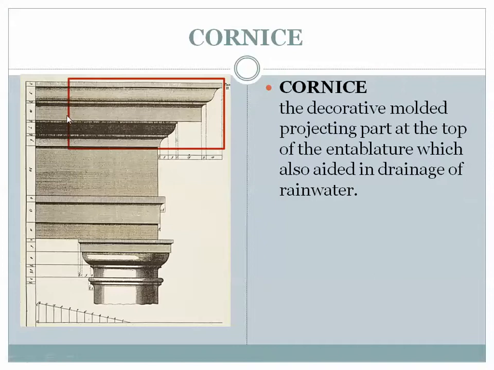Then we are taking a look at the cornice, which is also decorative in some sense. It's a molded projecting part on top of the entablature, which also aided in drainage of water, for example. So you have this part that is sticking out on top, which is making the rainwater go over the edge and not down the facade.